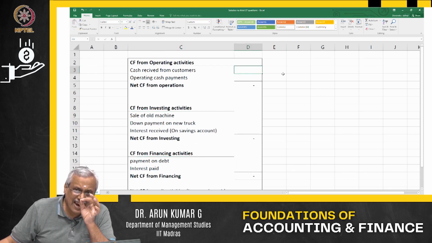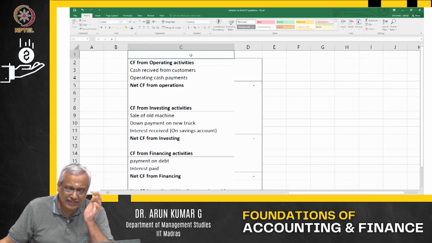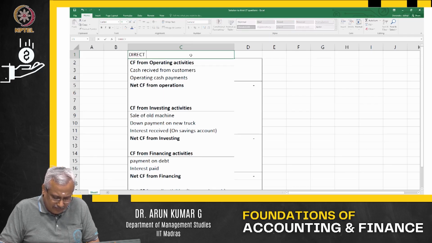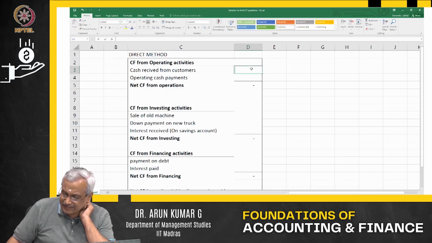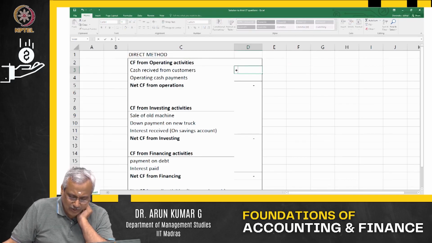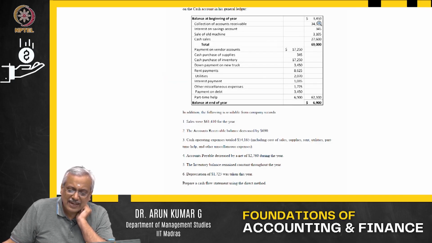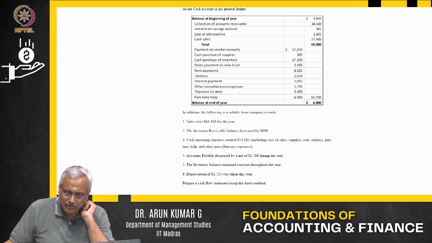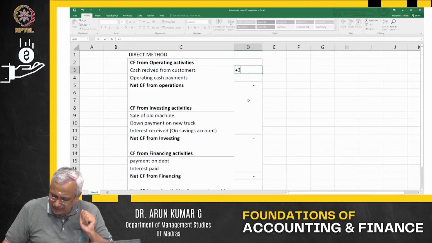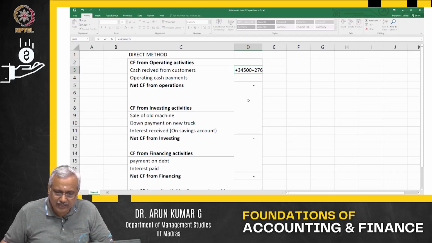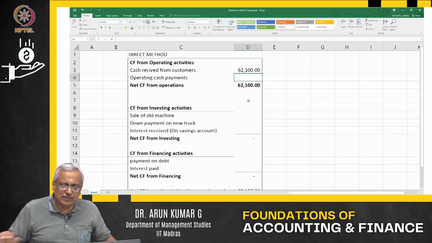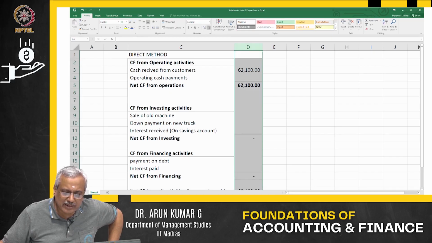First thing, what is the cash that is received from customers? Inflow. Please note, this is the direct method. What is the cash that I have received from customers? Now, let us go back to the problem. Collection 34,500, cash sales 27,600. So what is the cash received from customers? 34,500 plus 27,600. That is the cash that I have received from customers. Let me take out the decimals.